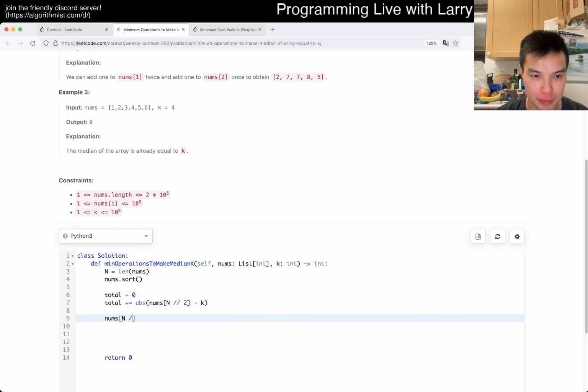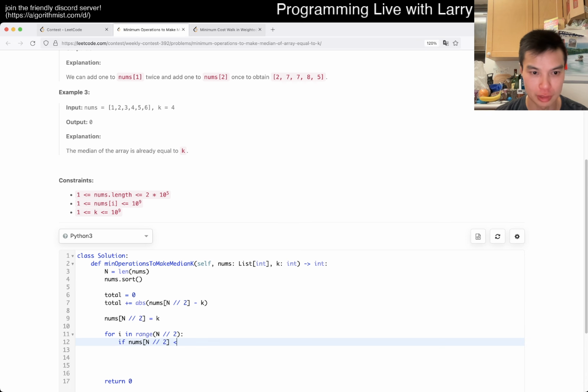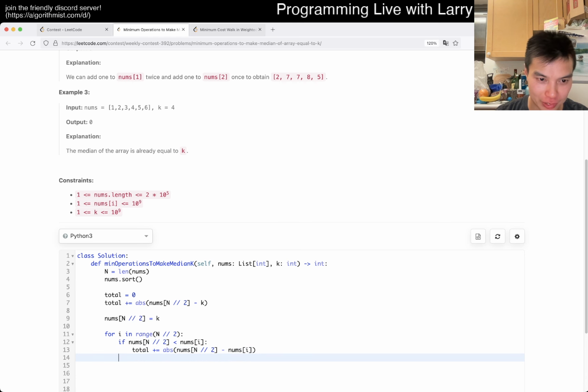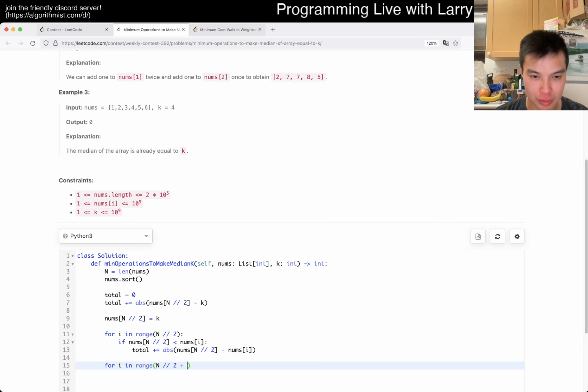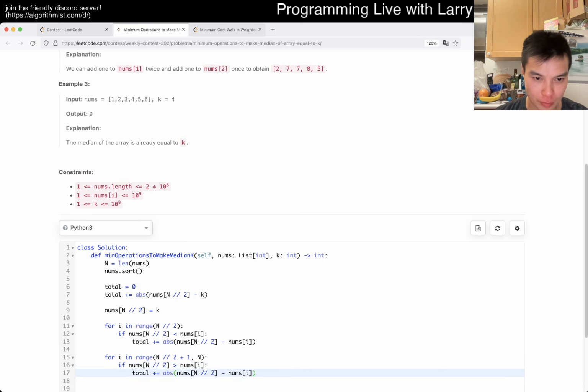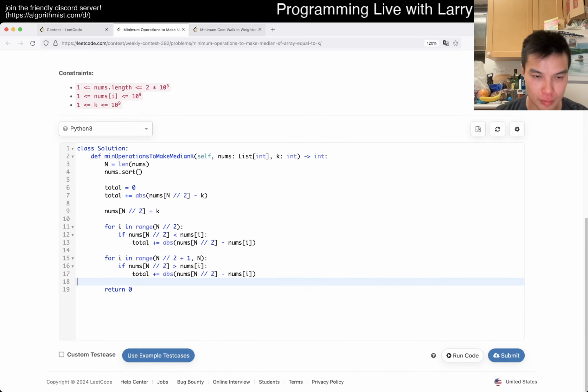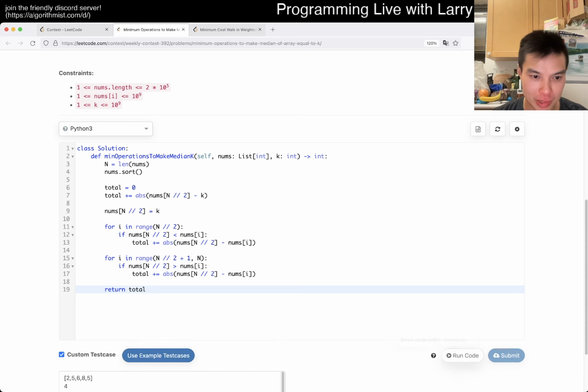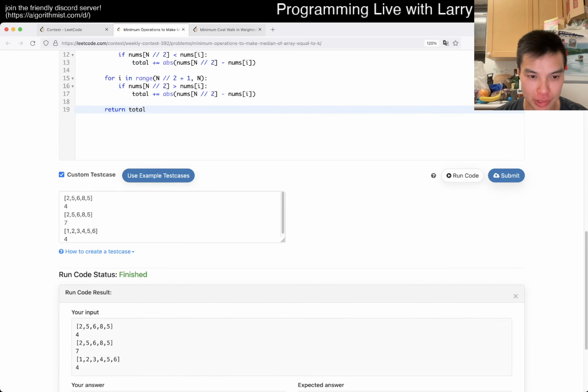Okay, and then numbers. Okay, right. If num sub is less than num sub I, I know I could, I don't need absolute value, I could figure it out, but I'm not going to. I mean, I might get a wrong answer on this one just because I don't know if that's the definition of median.